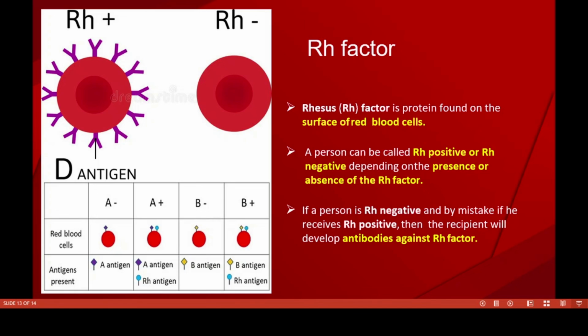For example, if a person is RH negative and by mistake receives RH positive blood, the recipient will develop antibodies against the RH factor. It is nothing but IgG, immunoglobulin G, the most abundant antibody in the blood. So if you receive the wrong blood group, what will happen? Our body starts to produce antibodies against the RH factor. It leads to clumping of the blood, which is very dangerous and may endanger the recipient's life.